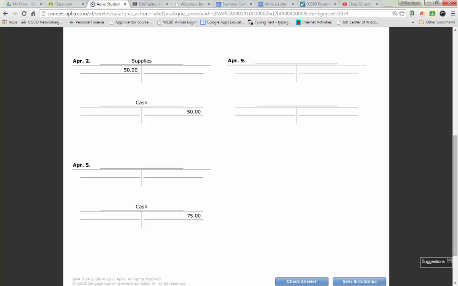Ellie, what's the other account that's being affected on April 5th? Prepaid insurance. Prepaid insurance is what type of an account, Ellie? Asset, liability, or owner's equity? Asset, normal balance? Debit, because it's on the left-hand side. Do we have more cash, or excuse me, do we have more prepaid insurance or less prepaid insurance? More. So we're going to debit prepaid insurance, $75.